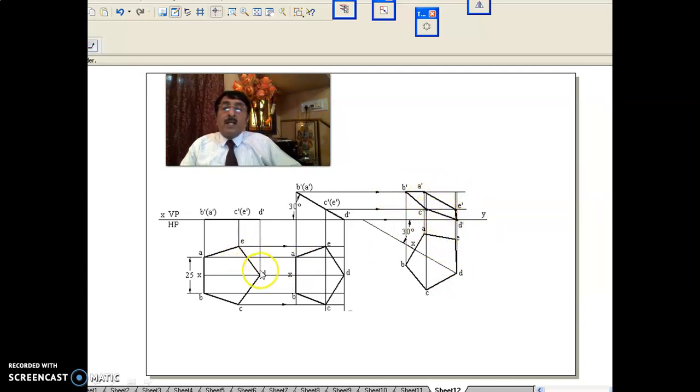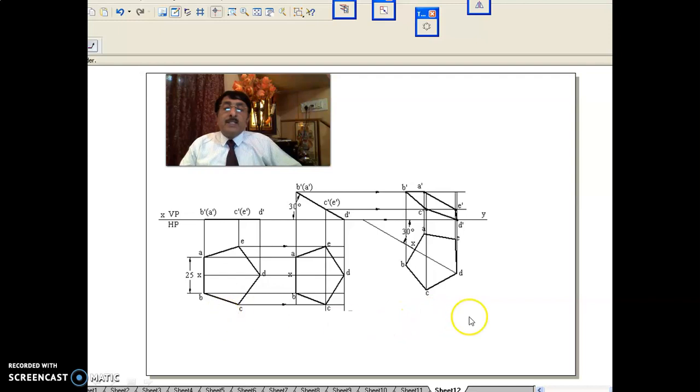The problem, I'll repeat: a pentagonal lamina of size 25 has a corner on HP with a median inclined at 30 degrees to HP. That median is DX, inclined at 30 degrees to HP. Now I have rotated this lamina about the corner D, keeping this inclination of 30 degrees constant, such that DX is inclined at 30 degrees to VP. The top view of the median is inclined at 30 degrees to VP.